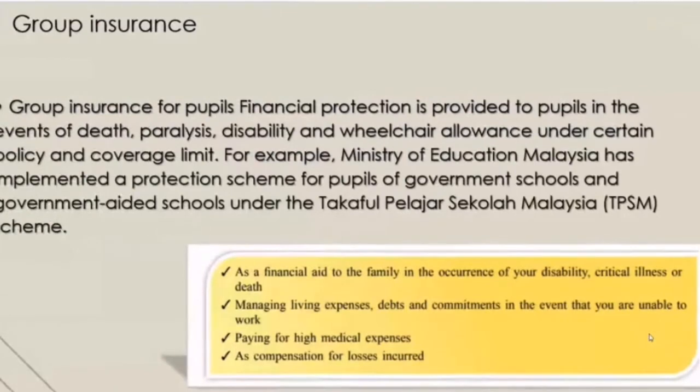Other than that, group insurance for pupils: financial protection is provided to pupils in the event of death, paralysis, disability, and wheelchair allowance under certain policy and coverage limits. For example, the Ministry of Education Malaysia has implemented a protection scheme for pupils of government schools and government-aided schools under the Takaful Pelajar Sekolah Malaysia (TPSM) scheme. These are the examples as shown below.